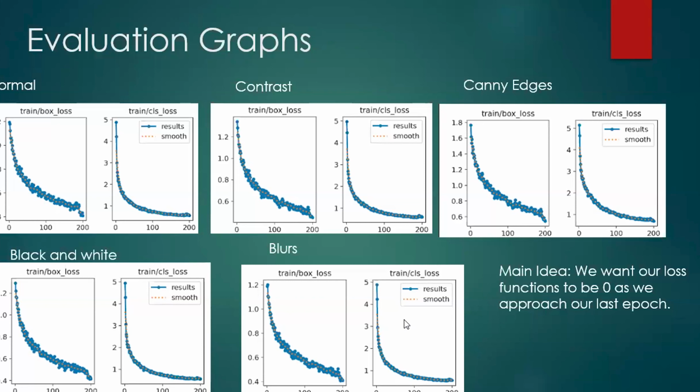Two main losses that I was primarily concerned with here were our box loss and our classification loss. Classification loss is the difference between what actual aircraft is in the photo and what the model thought it was. And then the box loss is the difference between the position of where we put our bounding box versus where the actual bounding box is. Our main goal here is to try to get this curve to be as smooth as possible and get it as low to 0 as possible. We can see here that we have graphs from our normal, contrast, canny edges, black and white, and blurs.